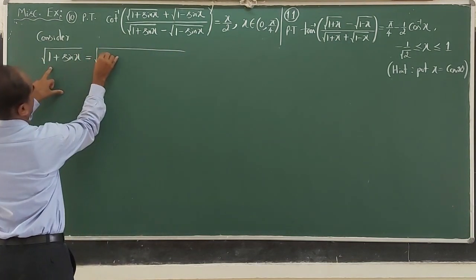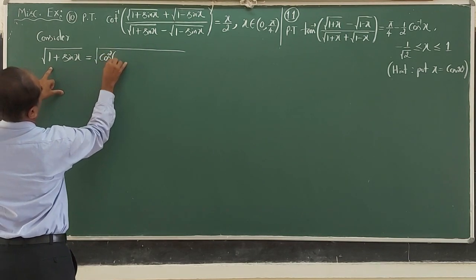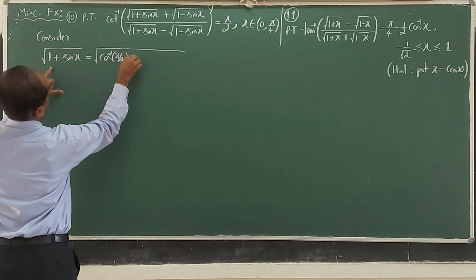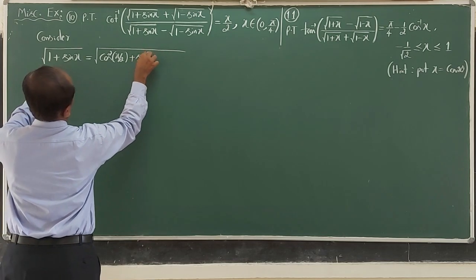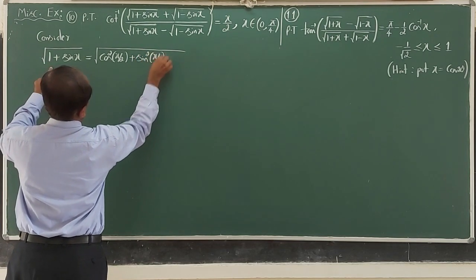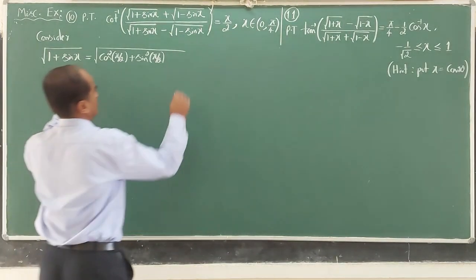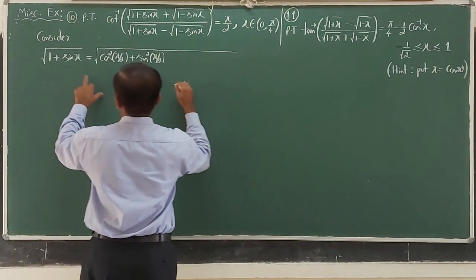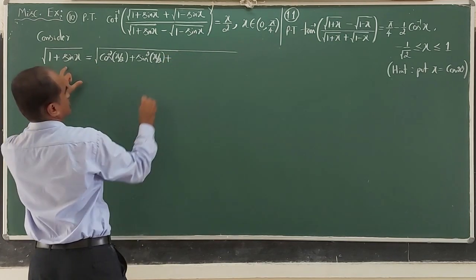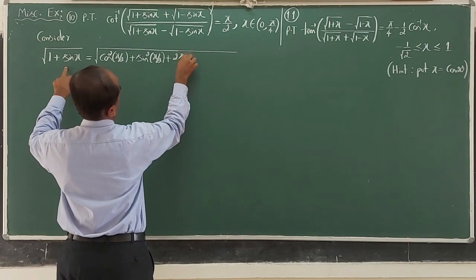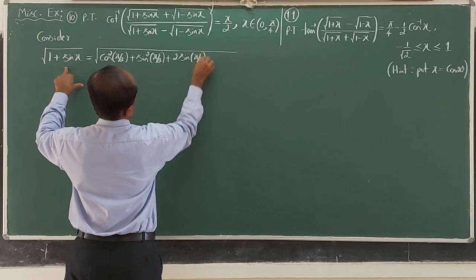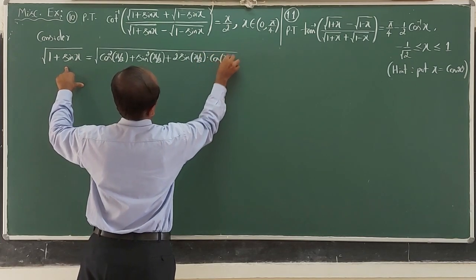I write this one as cos square x by 2 plus sin square x by 2. Standard identity, cos square theta plus sin square theta is 1. Followed by plus sin x. I write sin x as 2 sin x by 2 into cos x by 2.